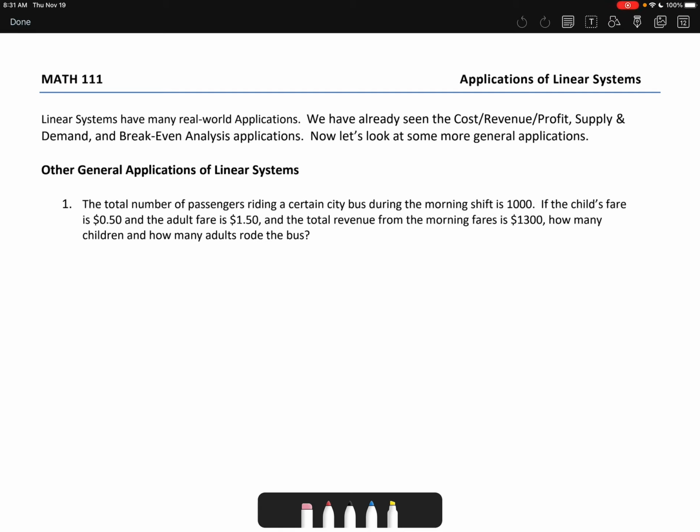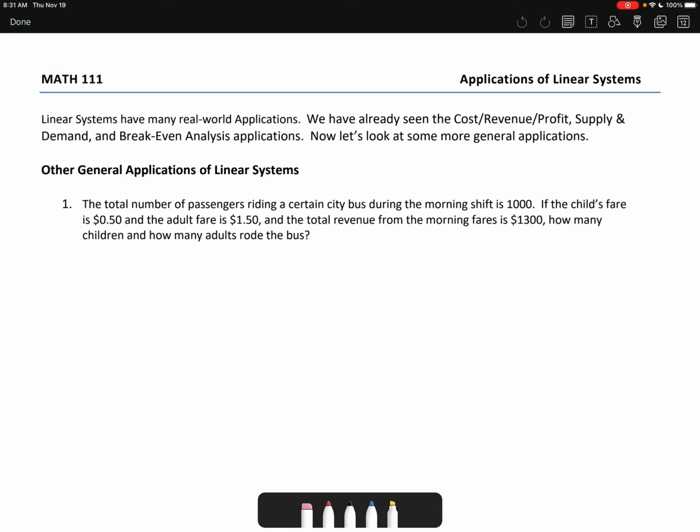So this first question says that the total number of passengers riding a city bus during the morning shift is 1,000. If a child's fare is 50 cents and an adult fare is $1.50, and the total revenue from the morning fares is $1,300, how many children and adults rode the bus? So we definitely have two different variables that we're trying to find, children and adults. And we have two different equations that we can write because we have just the amount of children and adults, and then we have also the money from the children and the adults. So those are going to be our two equations.